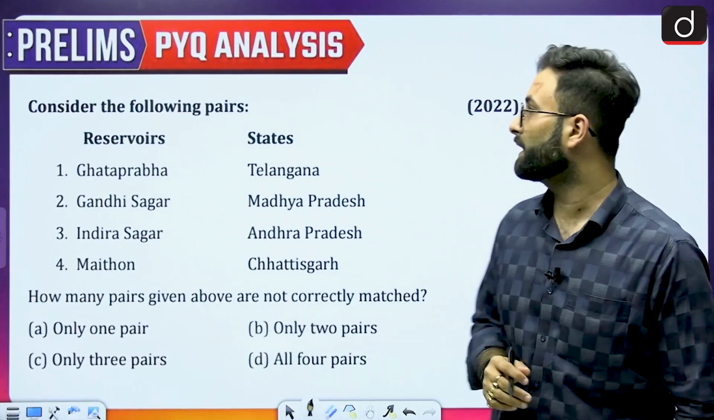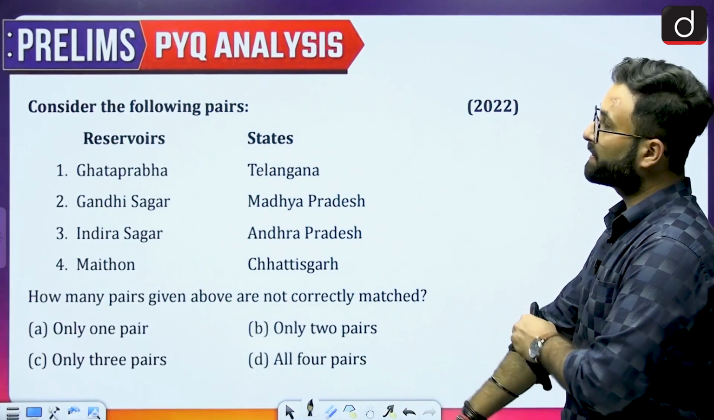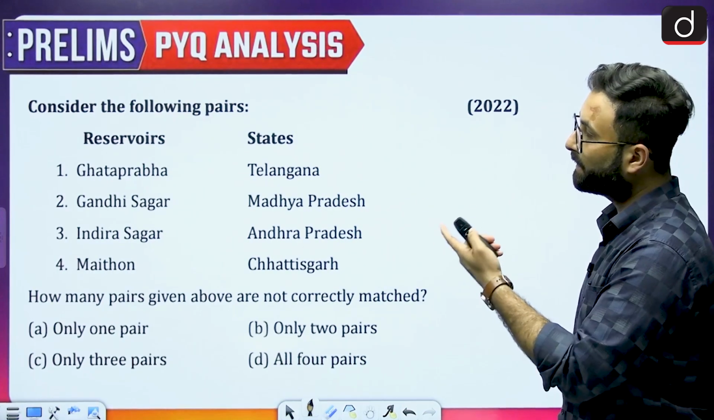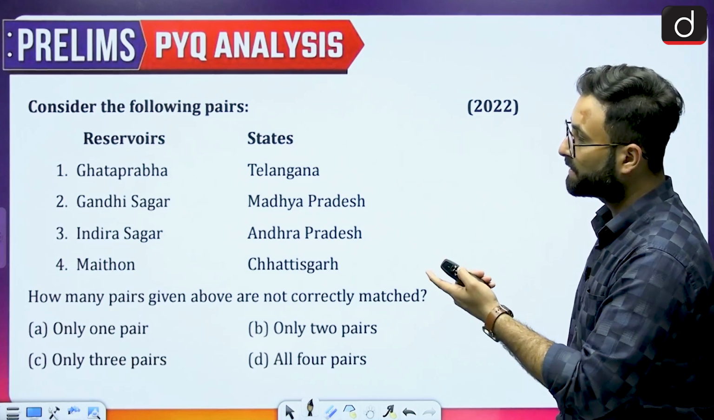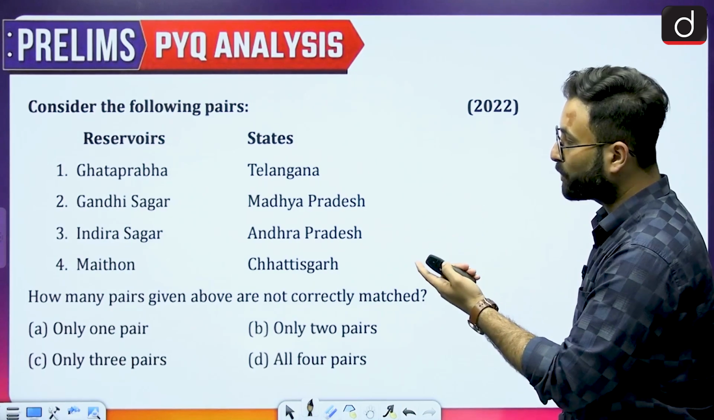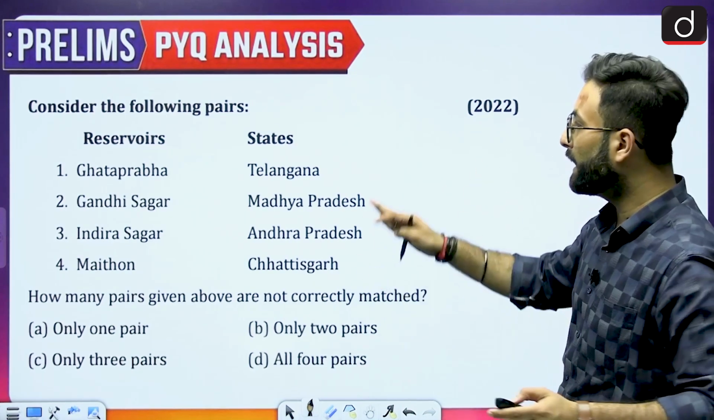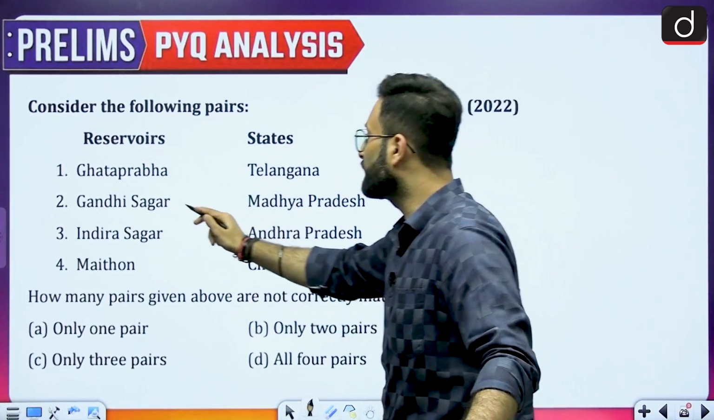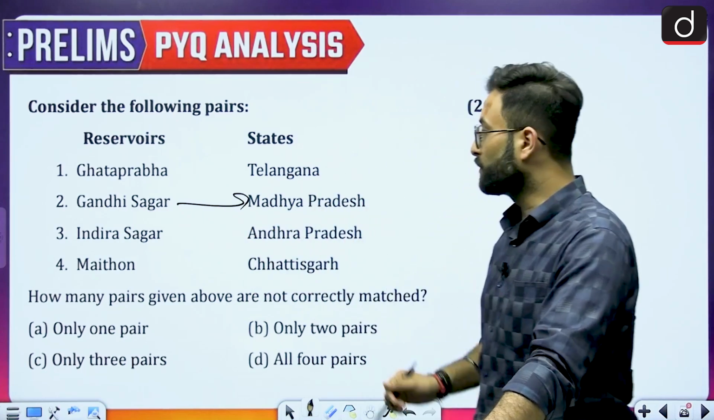Now moving further to the next one, consider the following pairs. Reservoirs are given over here and then states are given. Ghat Prabha, Telangana; Gandhi Sagar, Madhya Pradesh; Indira Sagar, Arunachal Pradesh; Methone, Chhattisgarh. Now if you look at this, there is one thing I am sure of, that is your Gandhi Sagar, which is there in Madhya Pradesh. So that is one thing.